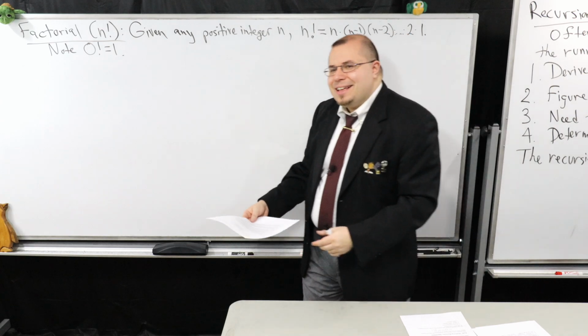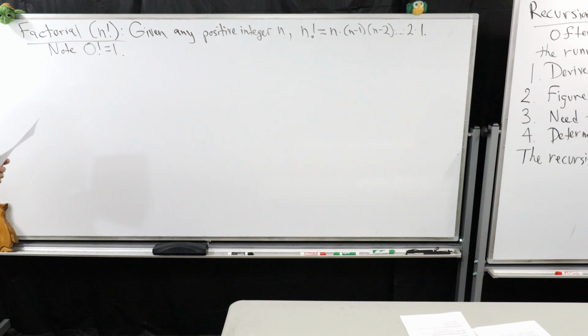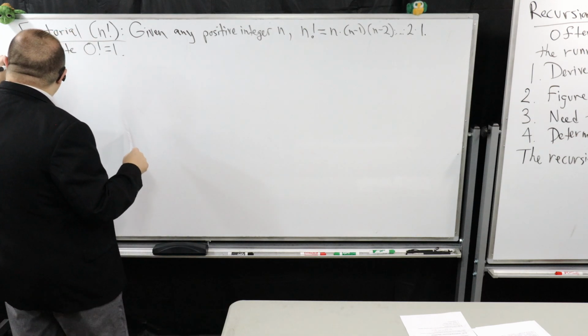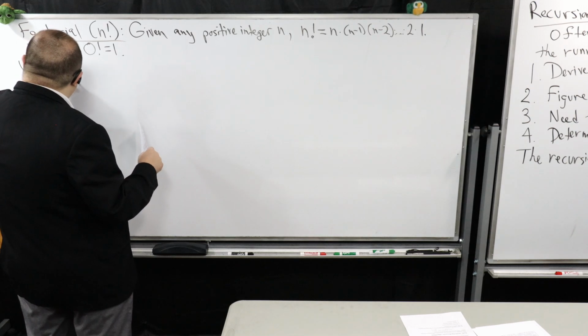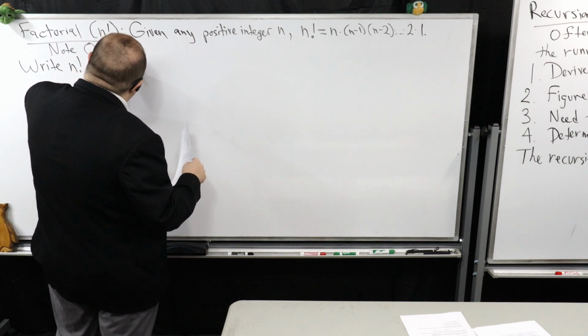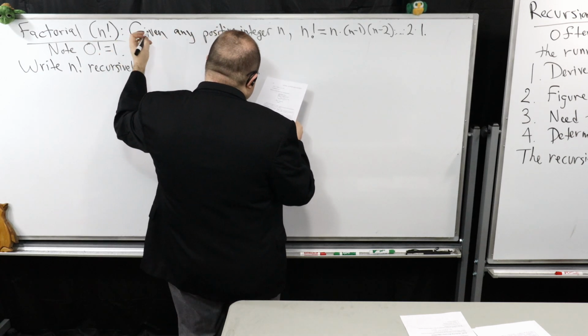So if you think about this definition, if you look at n factorial, you'll notice that it's n times n minus 1 times n minus 2, and so on all the way down. Now, you can actually write n factorial recursively as well. So you could write it like this instead.